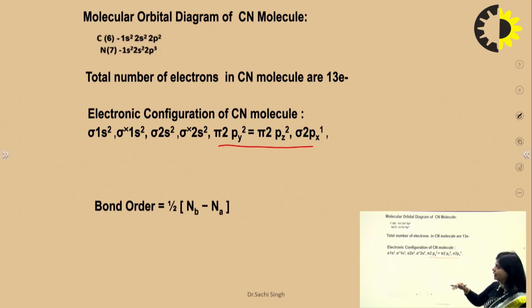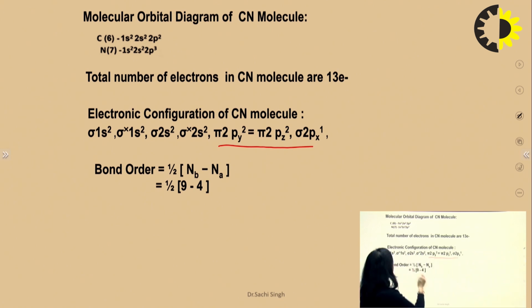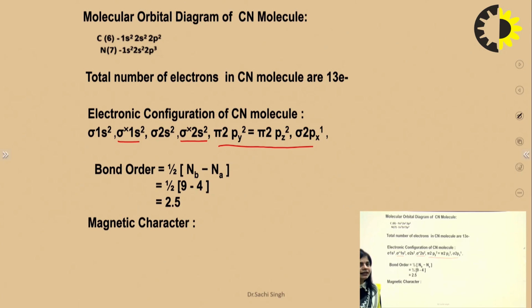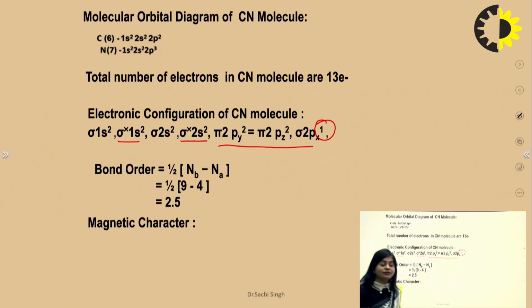Now we calculate the bond order, the number of electrons in bonding minus antibonding. How many electrons are in bonding? Let's calculate. 2, 4, 5, 6, 7, 8, 9. And this one is antibonding and this one is antibonding. So 4 electrons are in antibonding and the remaining 9 electrons are in the bonding molecular orbitals. So the bond order is 2.5 and for the magnetic character, yes, the outer orbital has an unpaired electron, that's why it is paramagnetic in nature.